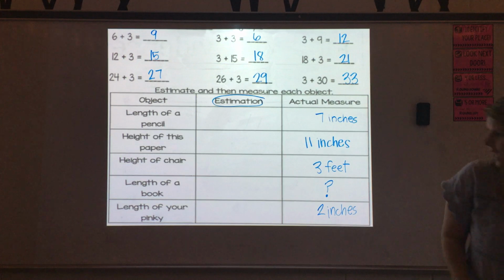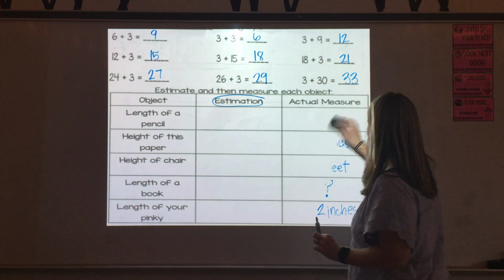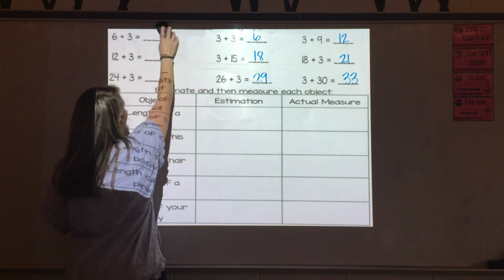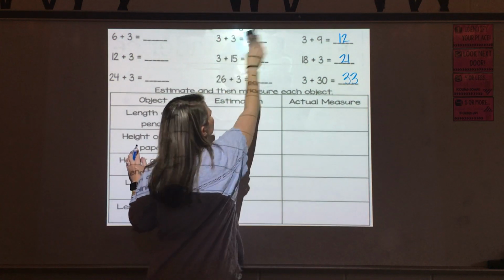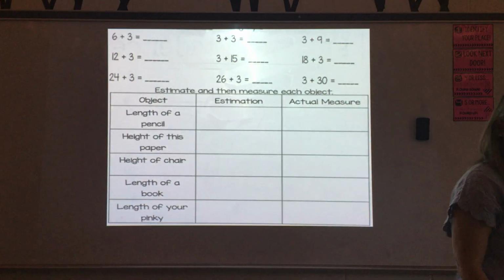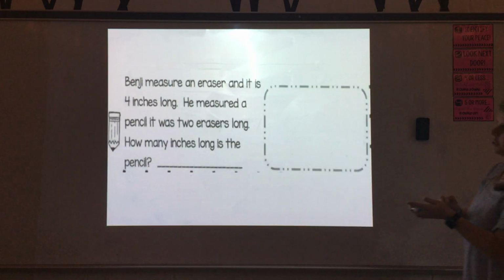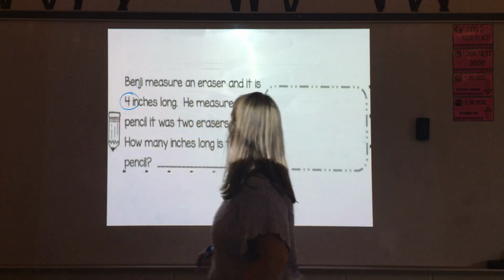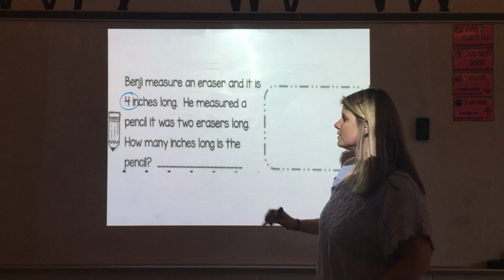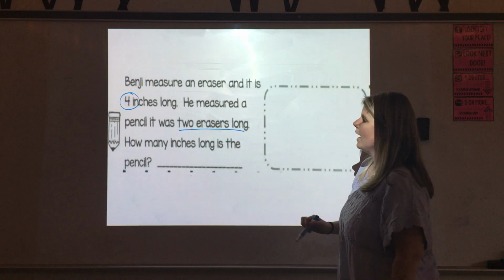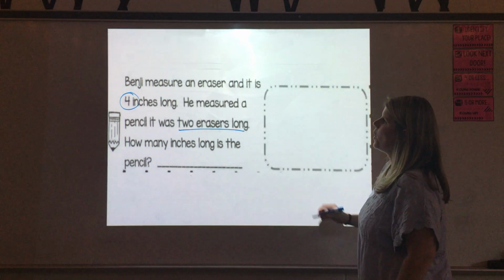Okay, so last part of this is going to be to answer the eraser word problem at the bottom. We are cruising right through. All right, last one. It says that Benji measured an eraser, and it is 4 inches long. He measured a pencil, and it was 2 erasers long. How many inches long is the pencil?